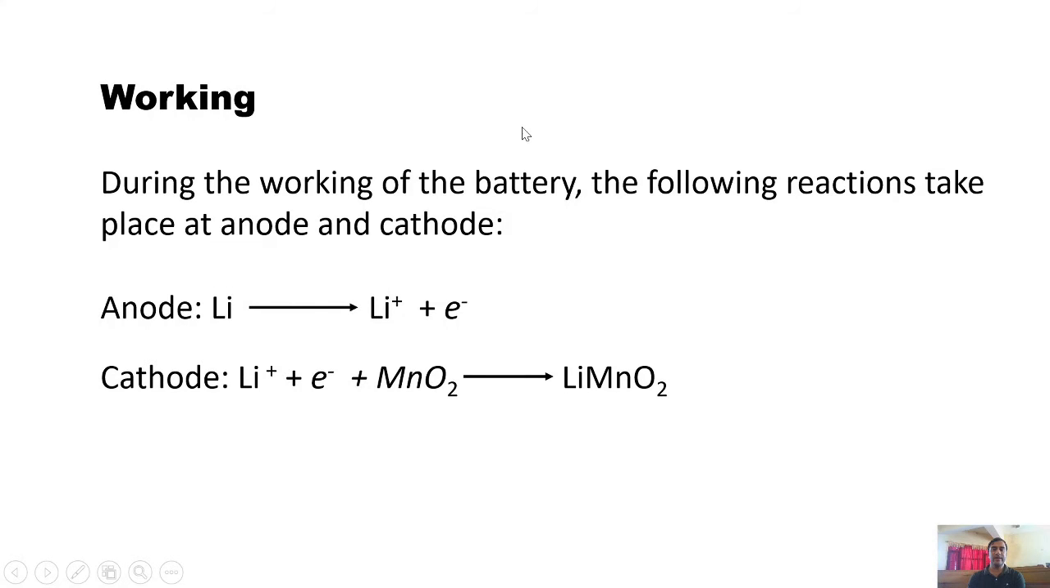During the working of the battery, the following reactions take place at anode and cathode. At anode, Li gives lithium ions and produces electrons. At cathode, lithium ions accept electrons and interact with MnO2 to produce LiMnO2. This is the working of lithium battery.